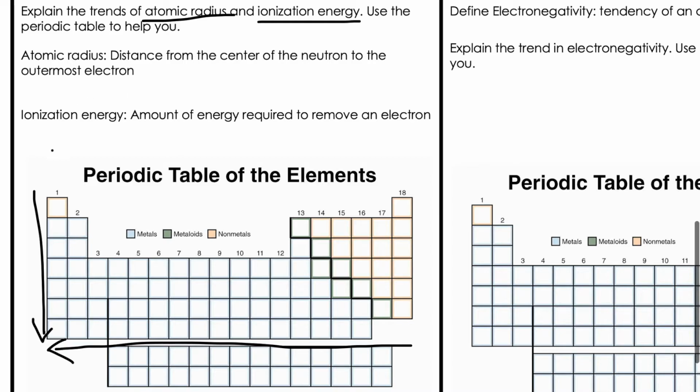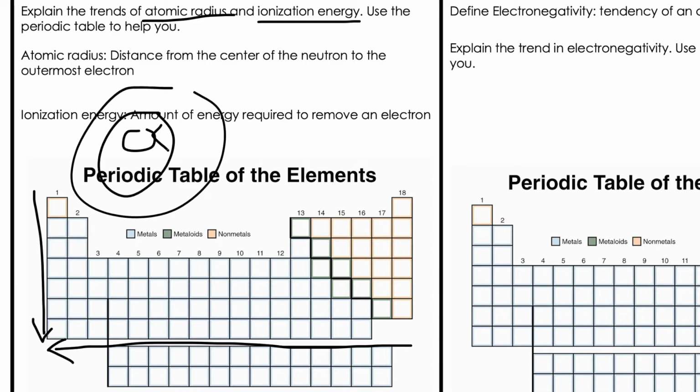Periodic table. Let's see the trend of atomic radius and ionization energy. Atomic radius increases as you go down the periodic table and decreases from left to right. So let's explain why it increases as you go down the periodic table. As you go down, there are more shells. The shells increase, so in turn the distance, the atomic radius, increases.